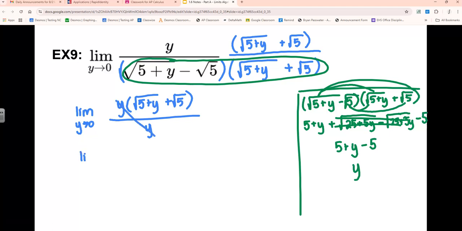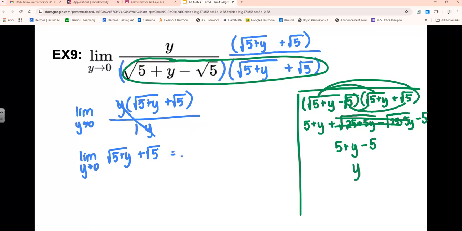We're going to get the limit as y approaches 0 of the square root of 5 plus y plus the square root of 5. Now, I did do away with the denominator here, because if I put the 1 right here in the bottom, dividing by 1 doesn't change anything. I don't have to keep that as a fraction. It's only when it's in the numerator that matters.